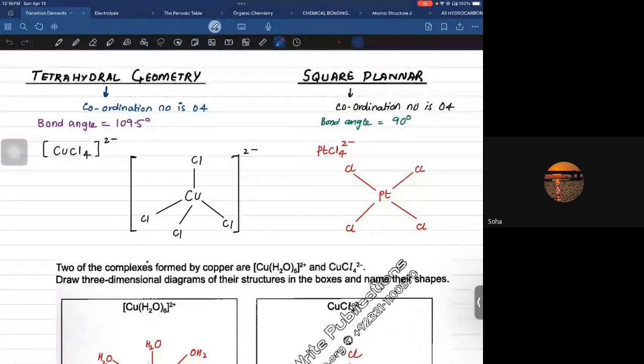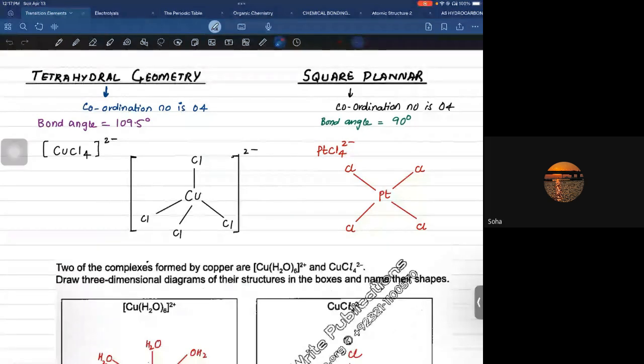How can we decide whether we would be having tetrahedral or square planar? So remember, if you can see chlorine and the charge is 2 minus, whether you have copper or cobalt, this is a very important point. If you see chlorine as a ligand, the overall charge is -2, and this is copper, or sometimes it may be cobalt, it would be tetrahedral. And you know the bond angle for the tetrahedral is equal to 109.5 degrees, meaning that they are far away from each other.